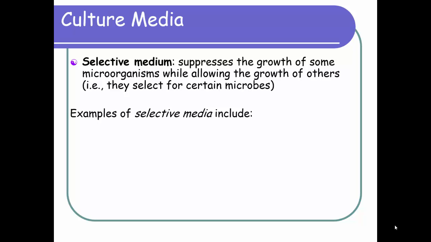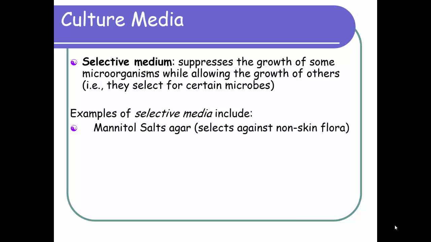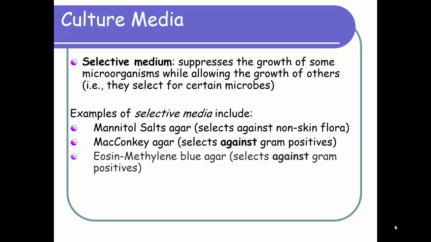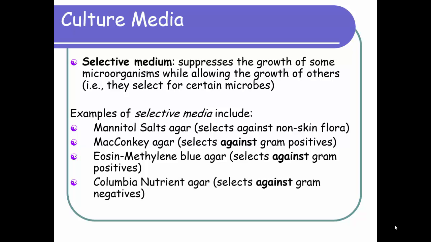Examples of selective media include mannitol salt agar, which selects against the non-skin flora, meaning that they tend to grow skin flora. MacConkey agar, which selects against gram positives, so gram negatives tend to grow. The eosin methylene blue, the EMB agar, which also selects against gram positives. And the Columbia nutrient agar, or CNA, which selects against gram negatives. So CNA tends to grow gram positives, while MacConkey and EMB tend to grow gram negatives.